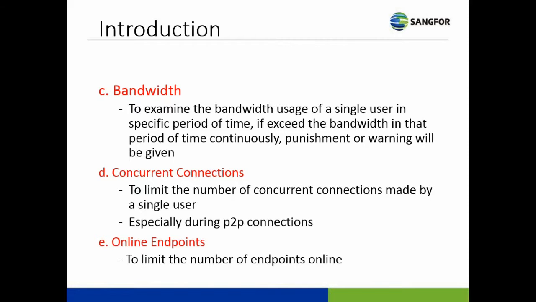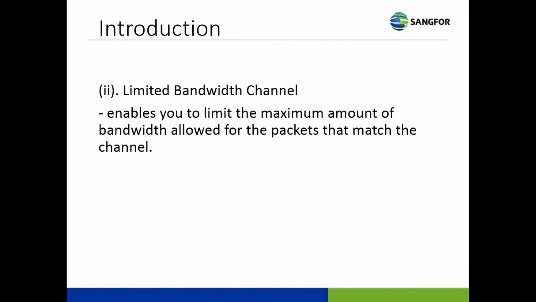The concurrent connection feature is to limit the number of concurrent connections made by a single user, especially during P2P connections. The last one is the online endpoint, which is to limit the number of endpoints online. The limited bandwidth channel enables you to limit the maximum amount of bandwidth allowed for the packets that match the channel.